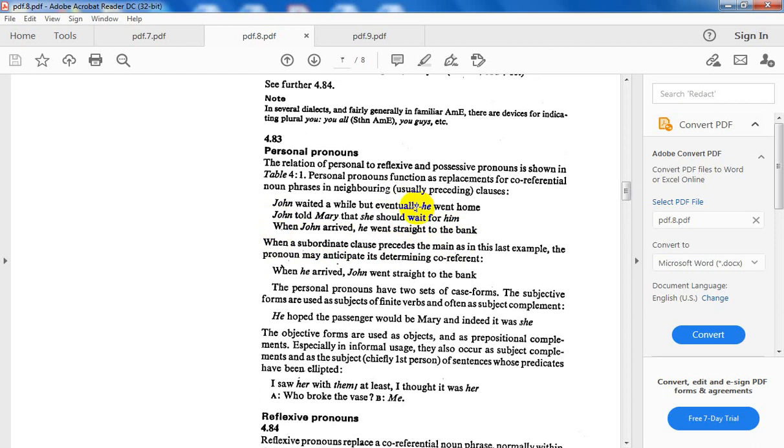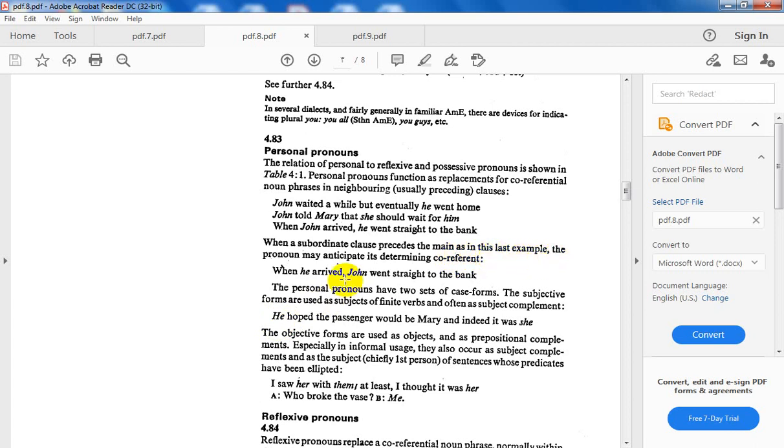This is the first function. It is a replacement. They have a co-referential replacement. Again, they can have what is called co-reference. What does it mean? When a subordinate clause precedes the main clause, the subordinate means the dependent clause, the clause that cannot stand by itself alone. It depends on the superordinate to complete its meaning.